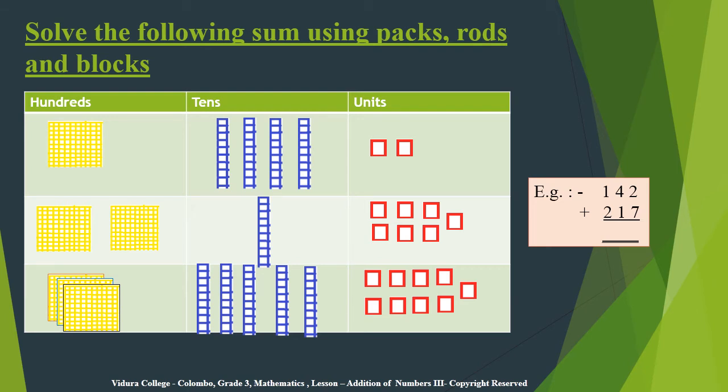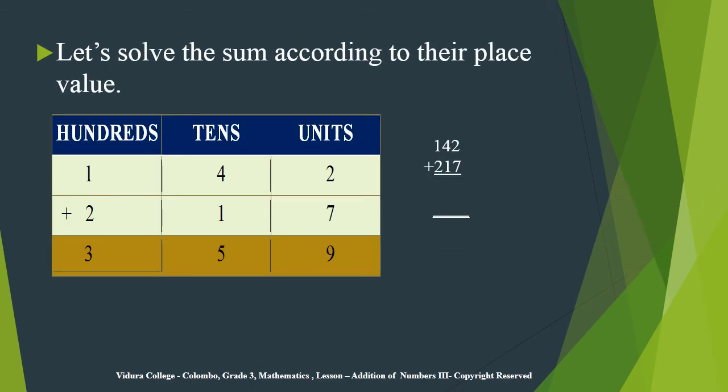So when you add up the units places or blocks, you will get the final answer as 9. When you add the tens or rods, you will get the final answer as 5. And finally, when you add the hundreds or packs, you will get the final answer as 3. So by using packs, rods and blocks, you will get the answer as 359.